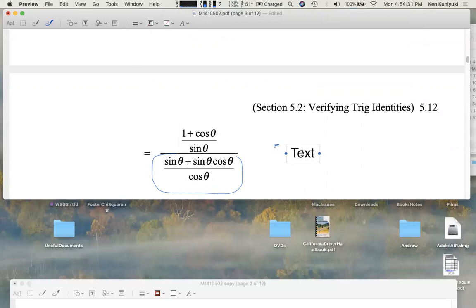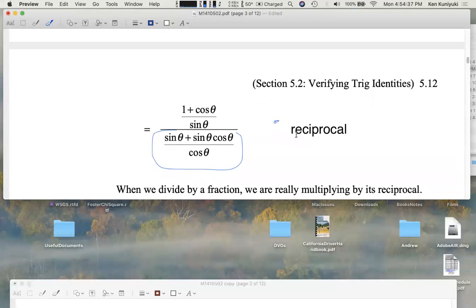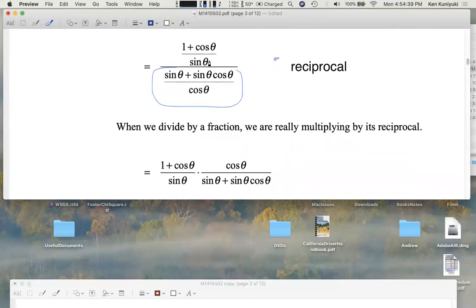We multiply by its reciprocal. But do separate the steps. So don't do any multiplication just yet. Do it in the next step. When we divide by a non-zero quantity, we're multiplying by its reciprocal. So I'm flipping the top and the bottom here to get this.